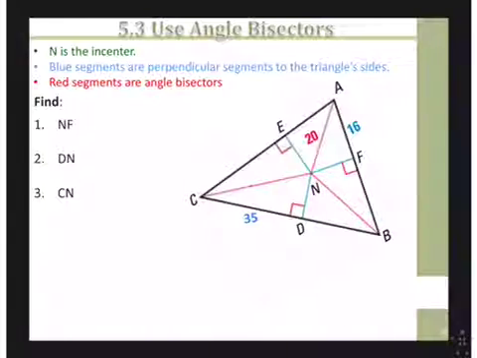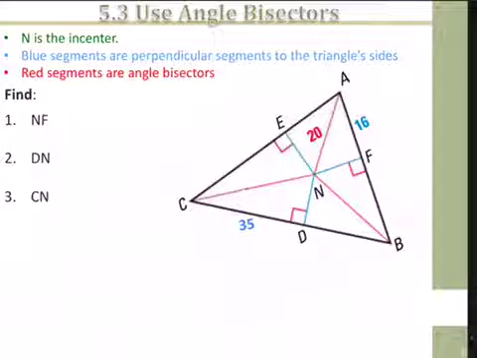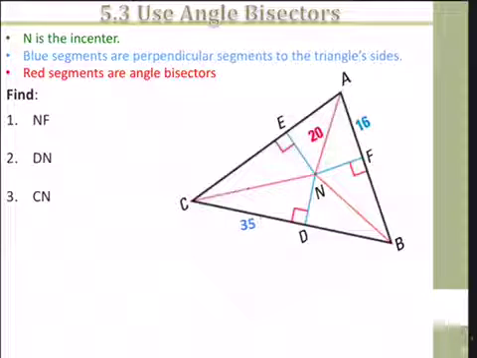So to do some actual math, here's a diagram that looks a little bit familiar to us, because it kind of looks like the same one that went with the circumcenter, except all our ingredients this time are different. We don't have a circumcenter. We don't have perpendicular bisectors. We're told, in this case, that n is the incenter.